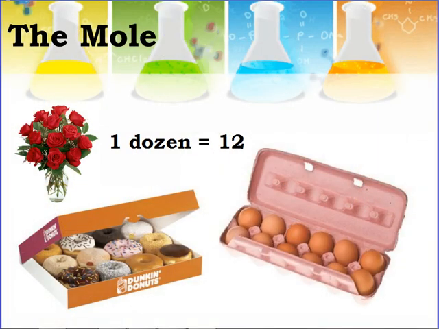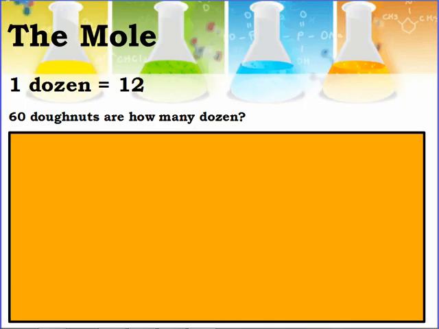Well, if I'm talking about the mole, why do I have a dozen roses, a dozen donuts, and a dozen eggs? Well, we know that 1 dozen equals exactly 12. Since we know that 1 dozen of anything is equal to 12, we can perform many calculations using that ratio.